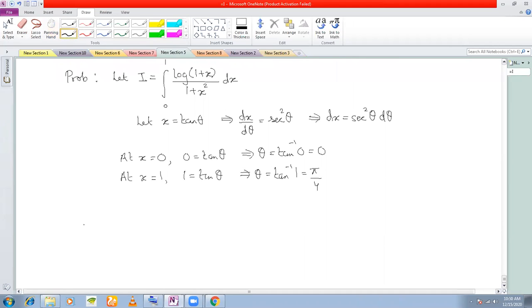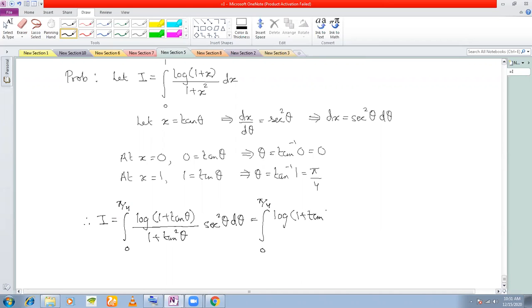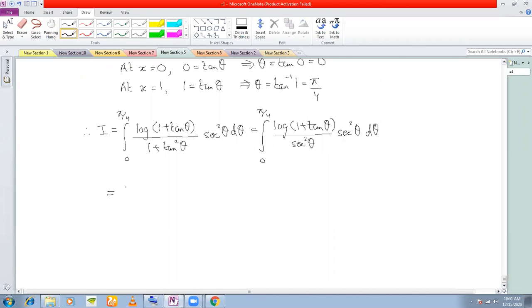So therefore, I is equal to integral. Now the limits change from 0 to 1 to 0 to pi by 4, log(1 plus tan theta) divided by 1 plus tan square theta, and dx is sec square theta d theta. So this is integral 0 to pi by 4 log(1 plus tan theta) divided by sec square theta into sec square theta d theta. Right? So this is integral 0 to pi by 4. Now sec square will cancel. You only have log(1 plus tan theta) d theta.